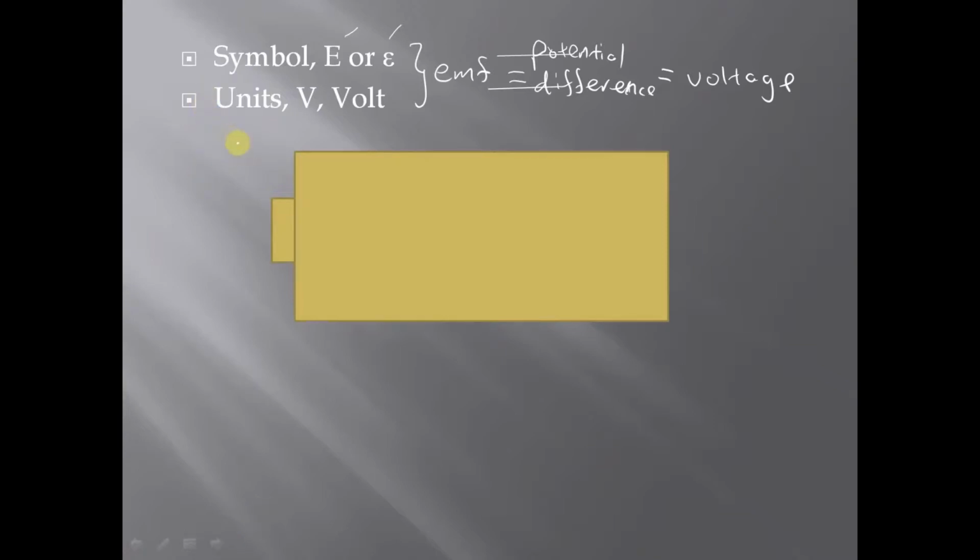So first of all, battery, this is called a positive terminal. This is what we call as a negative terminal. So what is going on with the positive and what is going on with the negative over here?